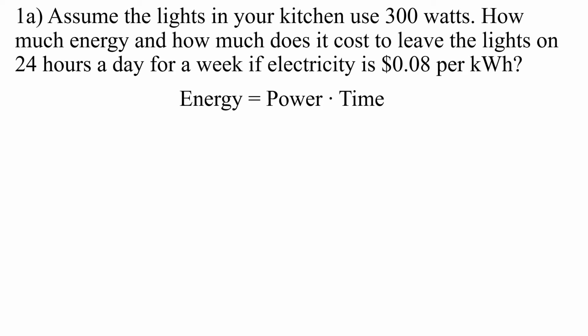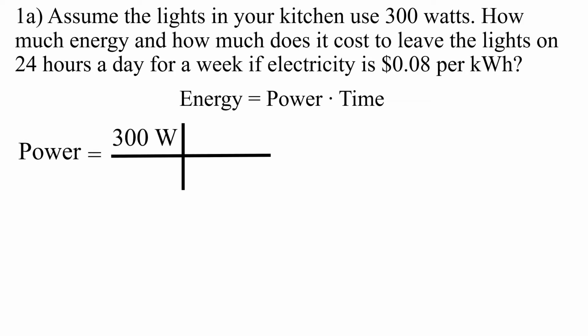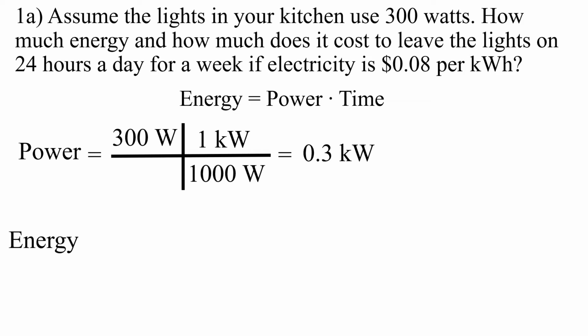So I have power, that's in watts, but I need it to be in kilowatts. So I'm going to change my watts into kilowatts. That cancels out, and I divide and I get 0.3 kilowatts. Next, I need my energy. So it's power times time. That power is in kilowatts and I need it in kilowatt hours.